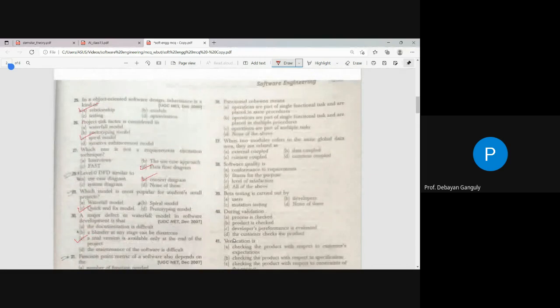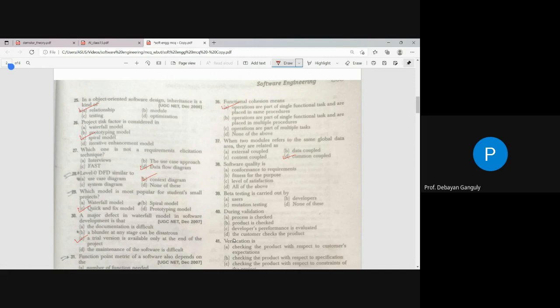So in 36, functional cohesion means the operations are part of a single functional stack and are placed in the same procedure. That is functional cohesion. When two modules refer to the same global data area, you can say that is common coupling.